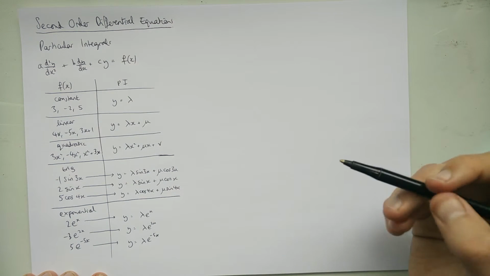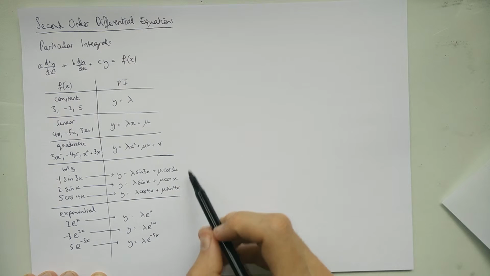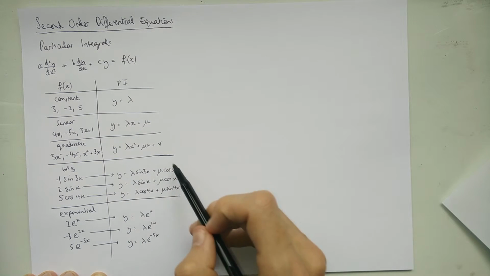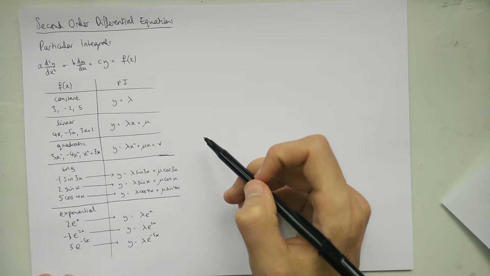These may seem obvious. Usually people are happy with these three and this one. This one here seems always to cause a bit of confusion. Why have I got a cos and a sine when it's only a sine over here? It's all to do with the method.